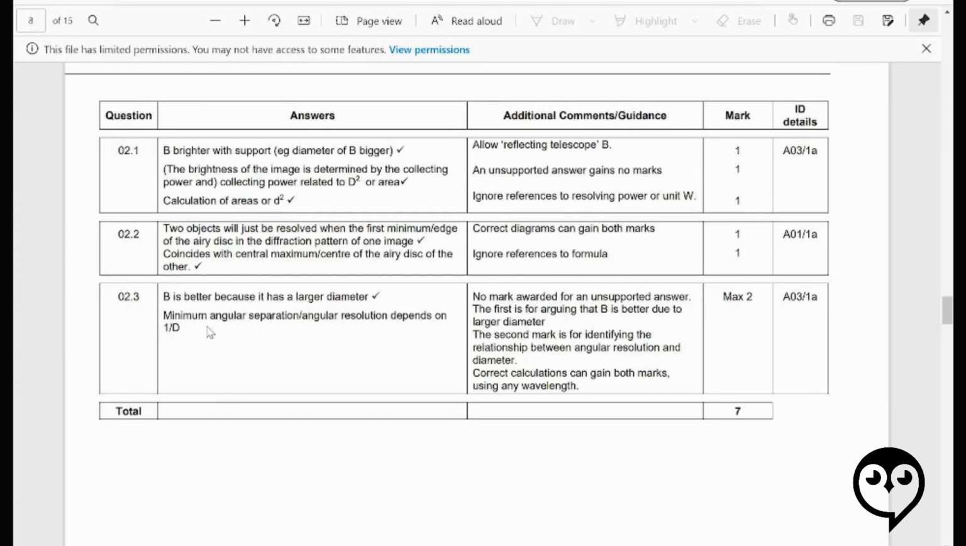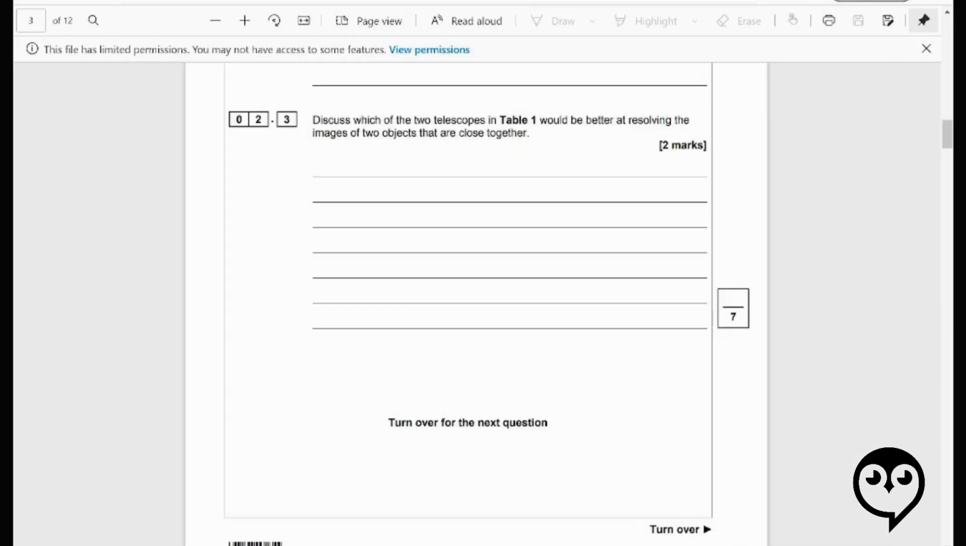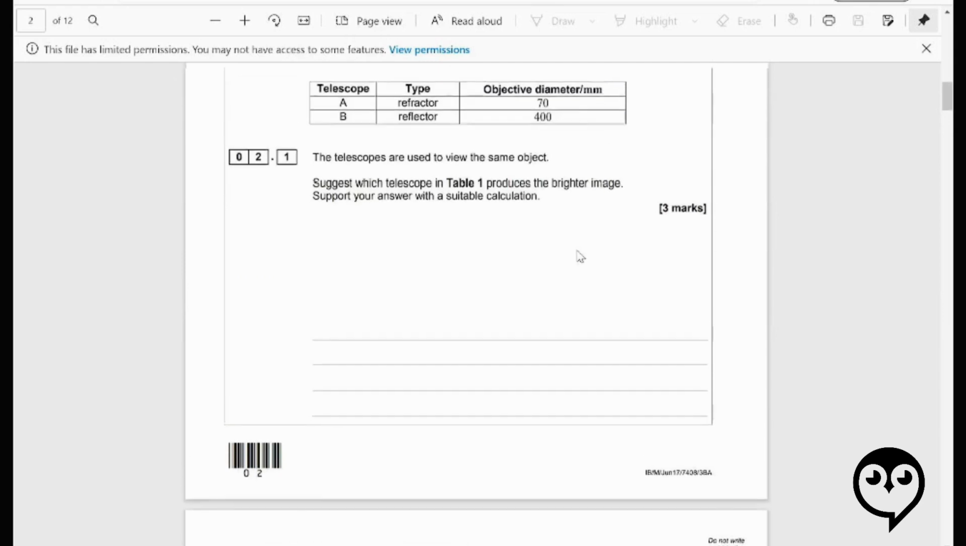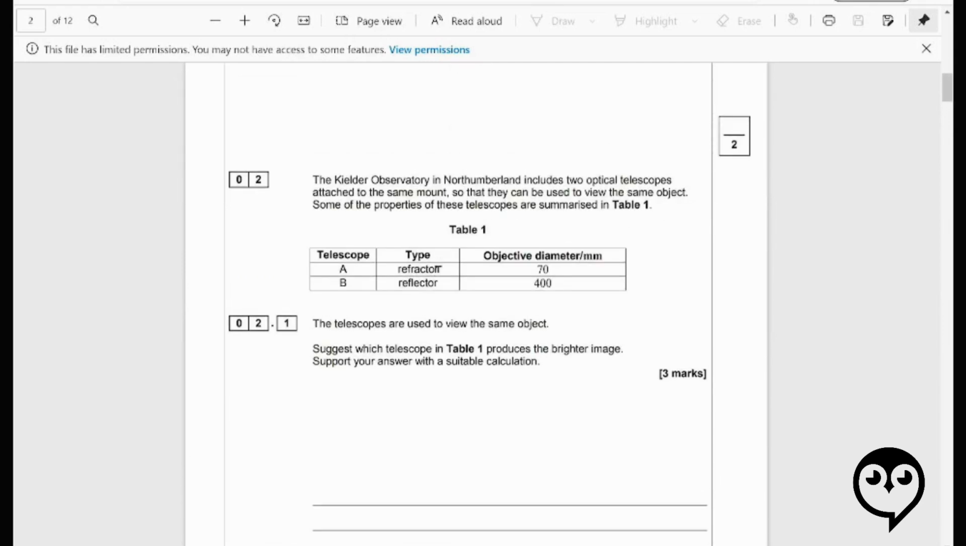No mark for an unsupported answer. You can't just say B. First argue B is better due to the larger diameter, and then say why the larger diameter matters: because it's an inversely proportional relationship, it's inverse to the angular resolution. Correct calculations can gain both marks using any wavelength. I would just assume that if you are going to make a comparison, you would use the same wavelength for both, because they both seem to be using light.